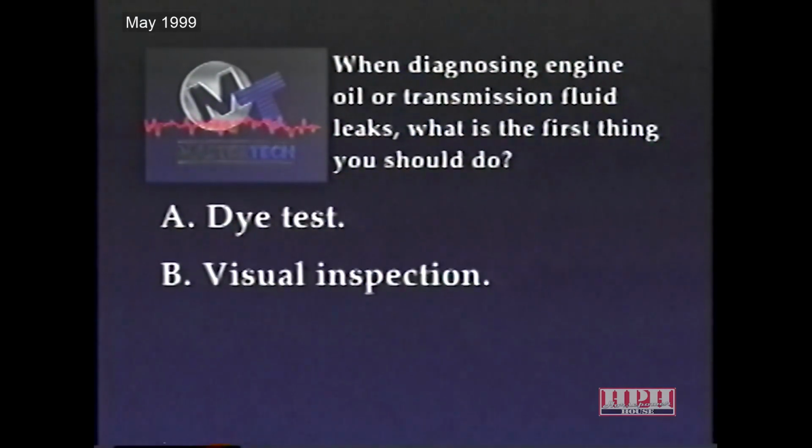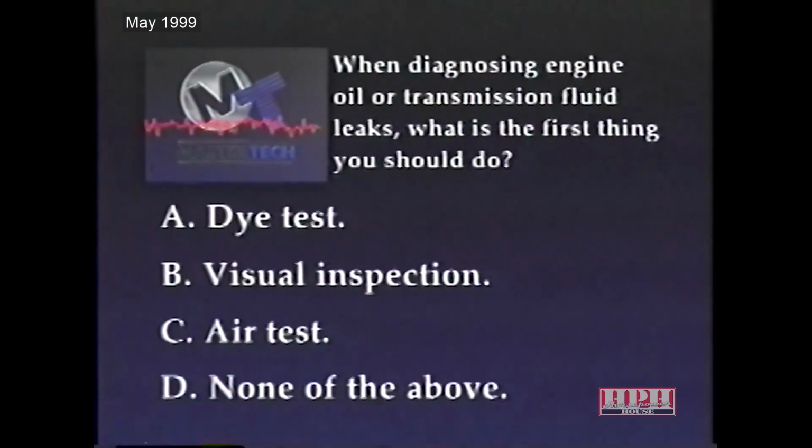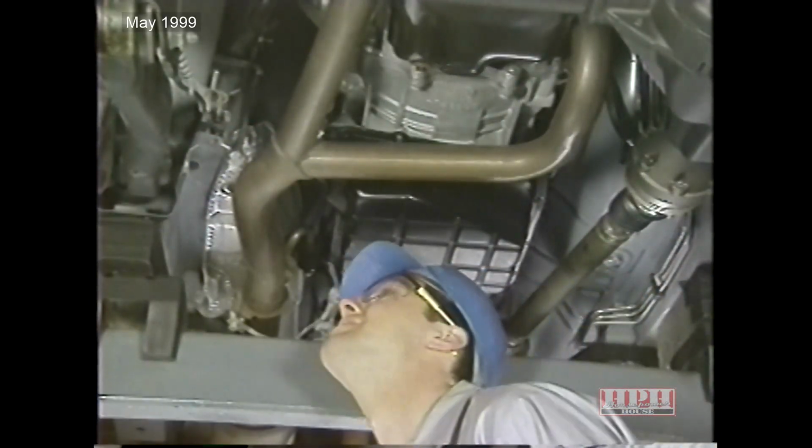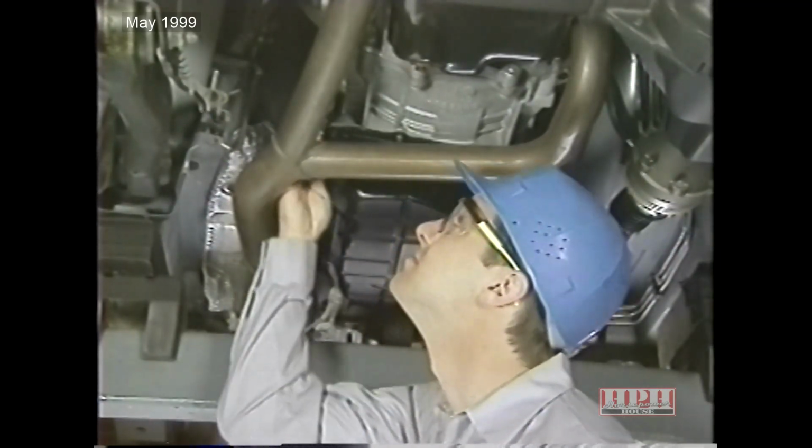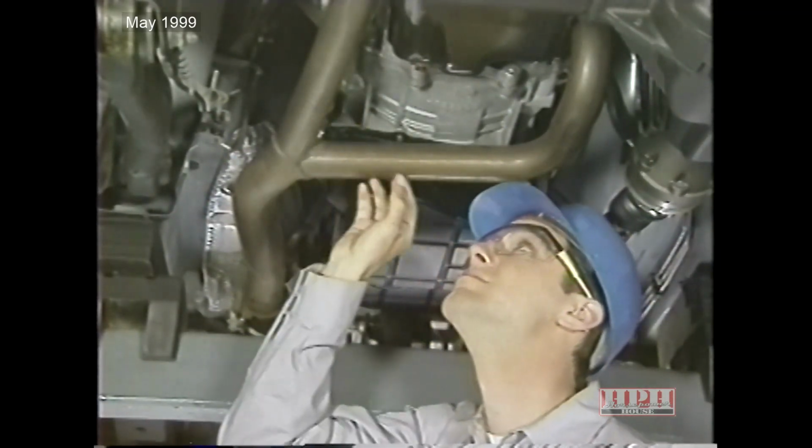B, a visual inspection. C, an air test. Or D, none of the above. The correct answer is B. When diagnosing an engine oil or transmission fluid leak, first perform a thorough visual inspection.